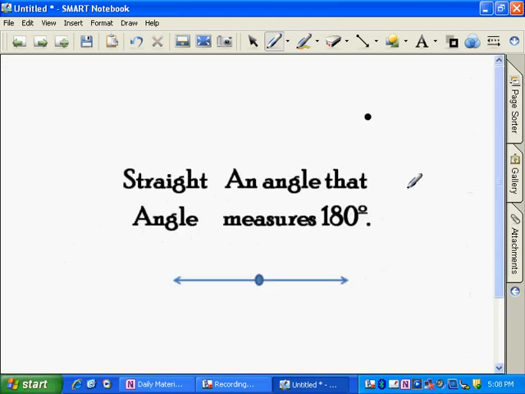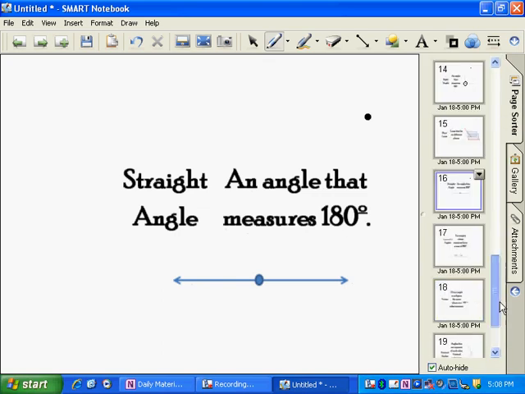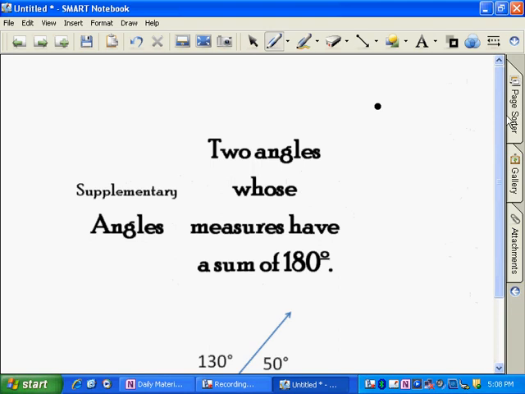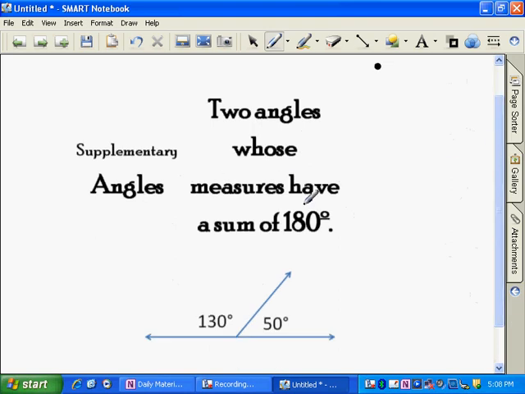A straight angle is an angle that measures 180 degrees exactly. Supplementary angles are two angles whose measures have a sum of 180 degrees. So we talked about complementary angles having a sum of 90 degrees. Well, supplementary have a sum of 180 degrees.